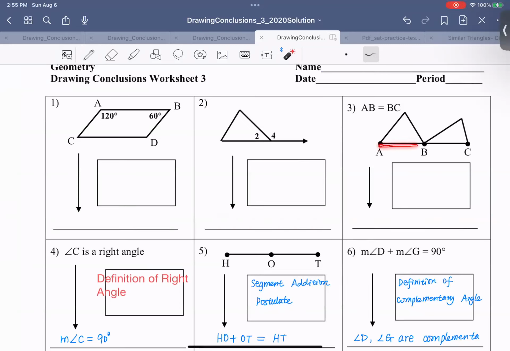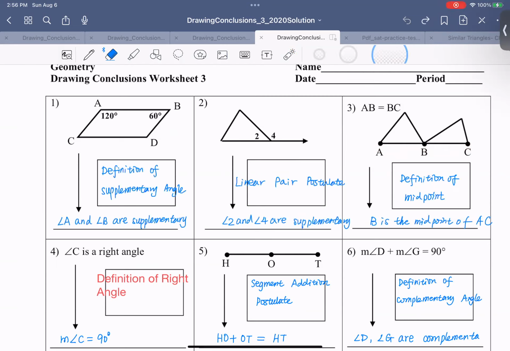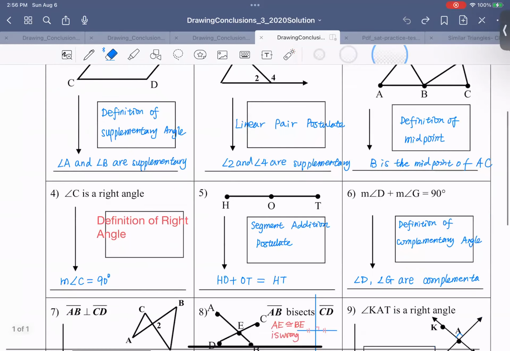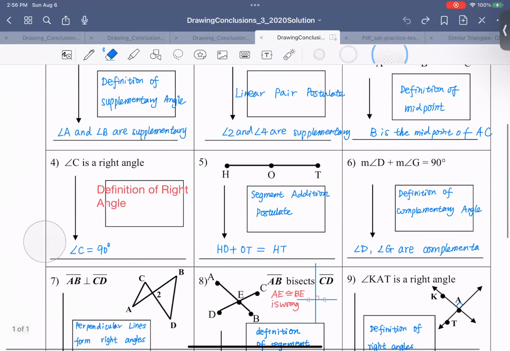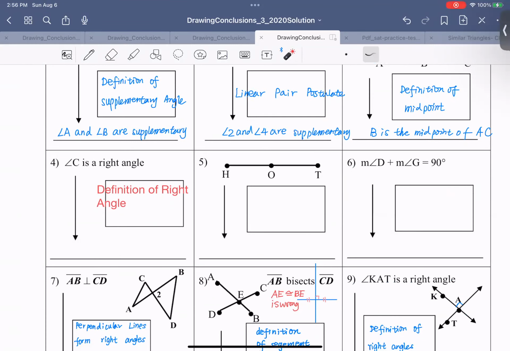And then if we see here, what should we say? B is the midpoint of line AC because of the definition of midpoint. Very good. Very good. And then let me call Steve. Steve, let's see here. So you have this. If angle C is a right angle, what conclusion do you want to write down here?